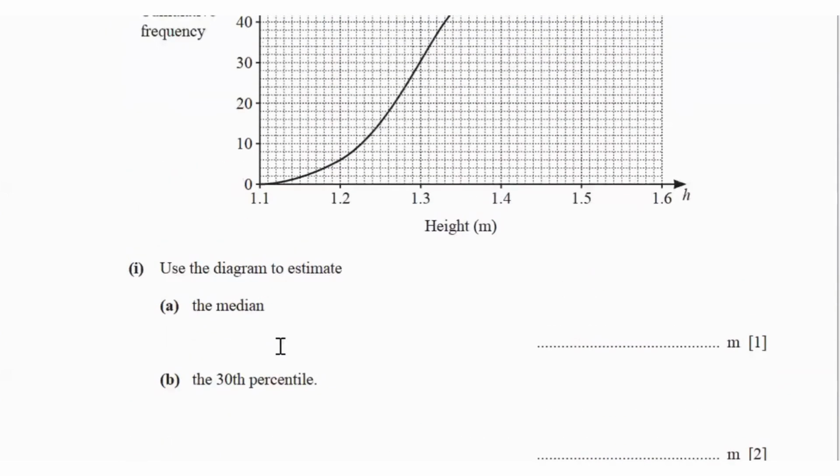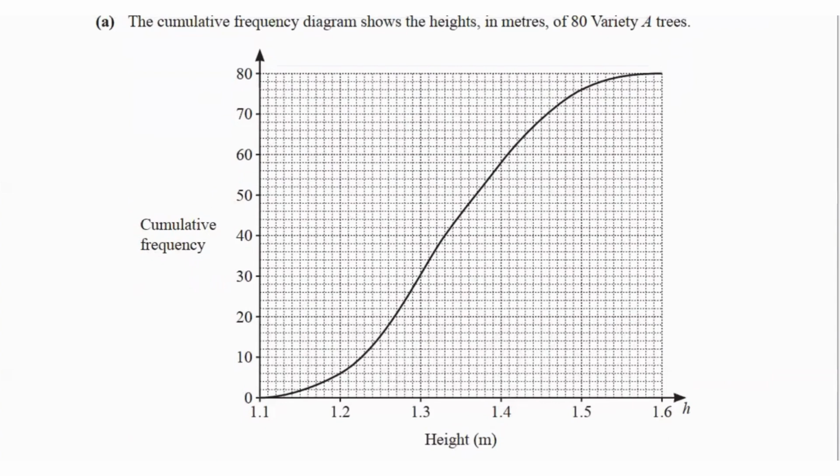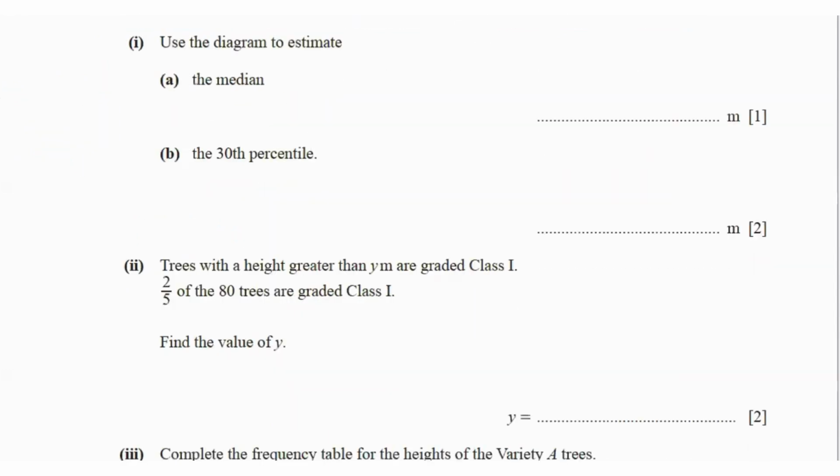Then the 30th percentile. So a 30th percentile, that's going to be 30 over 100 times 80. It's going to be 24. So the 24th value is 1.28. That's what I'm getting.